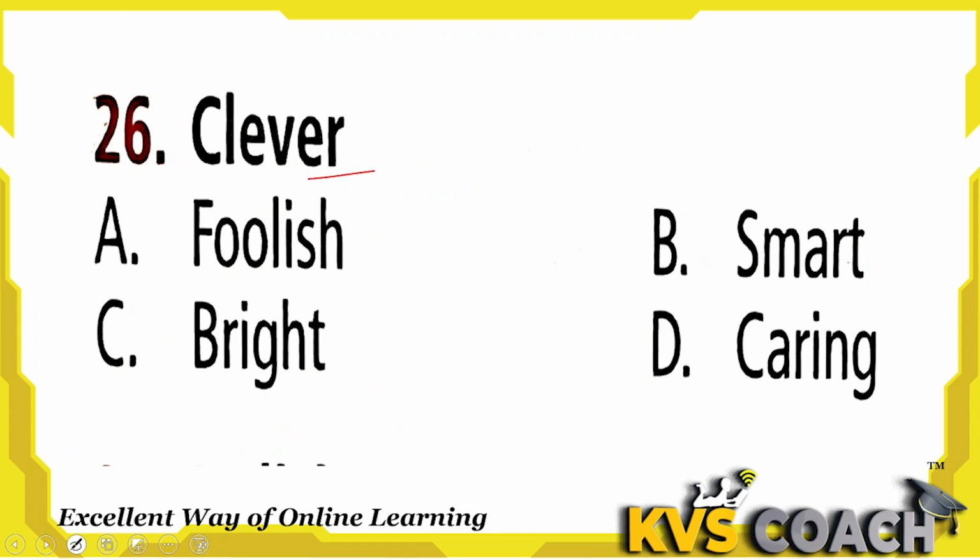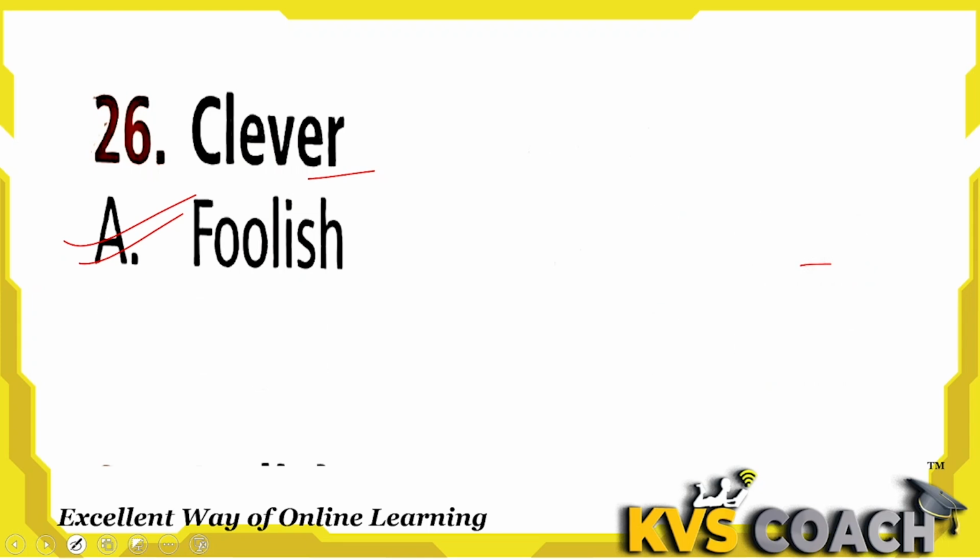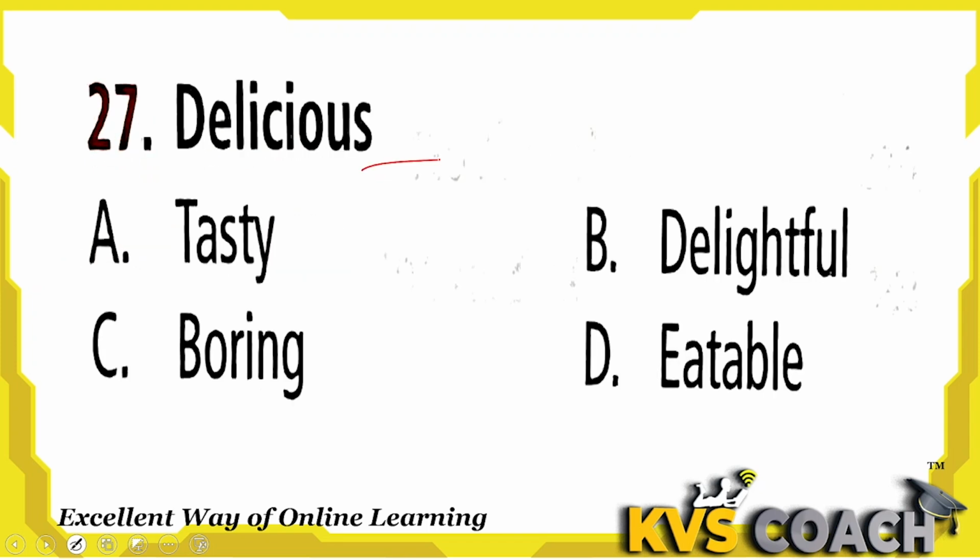Next question is clever. Clever means a person who can easily learn something, who can easily learn anything. That is the person we call intelligent or clever. So what will be the opposite of clever? That is a fool, a person who cannot understand anything. So foolish is the opposite of clever. Smart is the synonym of clever, but foolish is the antonym or opposite word of clever. Option A is the right answer here. Next question is delicious.